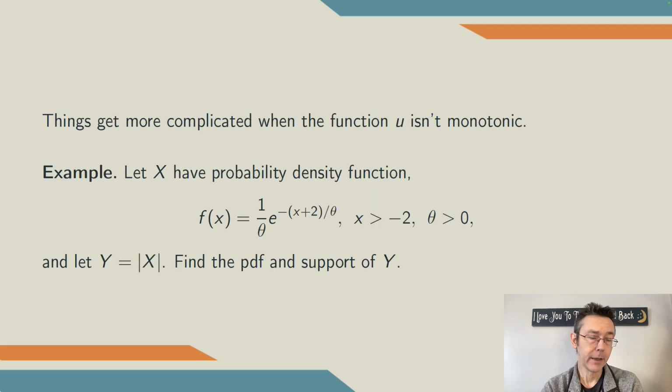Things get more complicated when the function u isn't monotonic, as in this next example. Let x have the PDF (1/theta) e to the negative (x+2)/theta for x greater than negative 2, where theta is greater than 0. Let y be the function absolute value of x. Notice that this function is not monotonic when x is greater than negative 2. We want to find the PDF and support of this new random variable y.